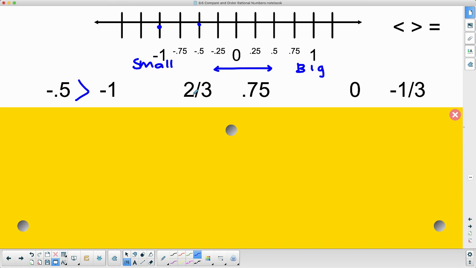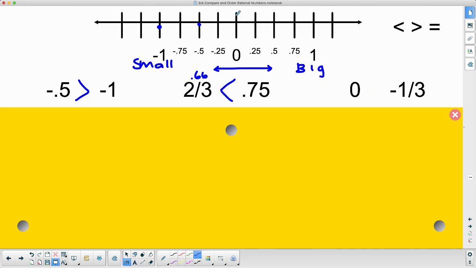So here we have 2/3 and 0.75. If we change 2/3 into a decimal, that is 0.66. So that is a benchmark fraction and a nice one to know that 2/3 does equal 0.66. It goes on forever. So looking there, 75 cents is greater than 66 cents.